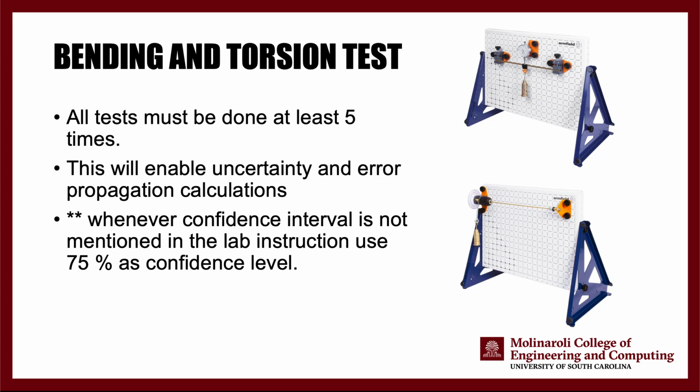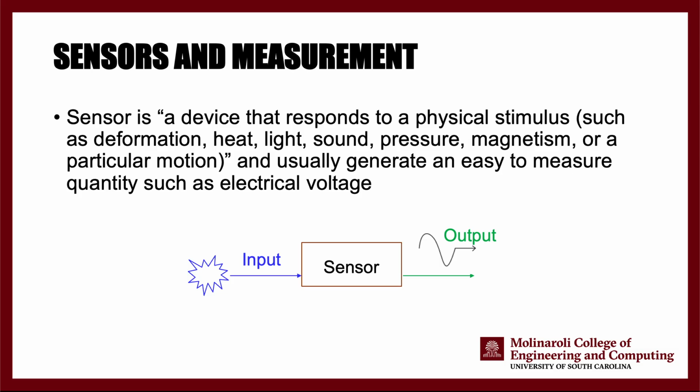Okay, so this is it for the bending and torsion scenario. This is it for the analog part of the lab. We are going to move to the digital part of the lab. Essentially, we want to understand how digital sensors and DAQs work. First of all, you need to understand what a sensor is. A sensor is simply a device that responds to a physical stimulus. It can be any type of physical stimulus. In this specific scenario, we are only going to see strain, essentially the deformation of a beam.